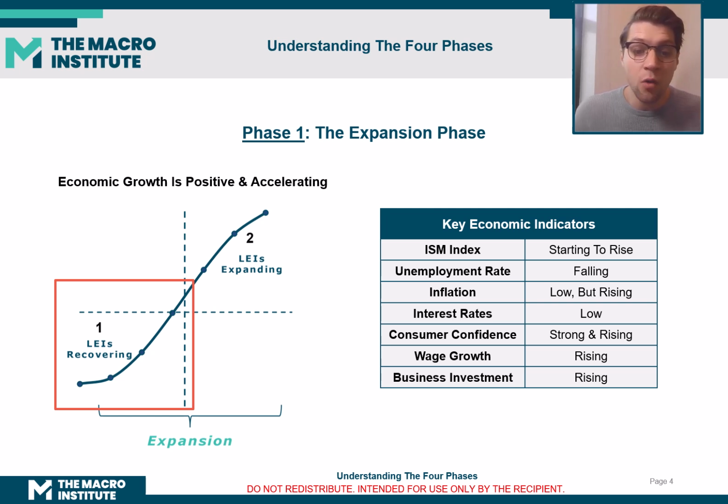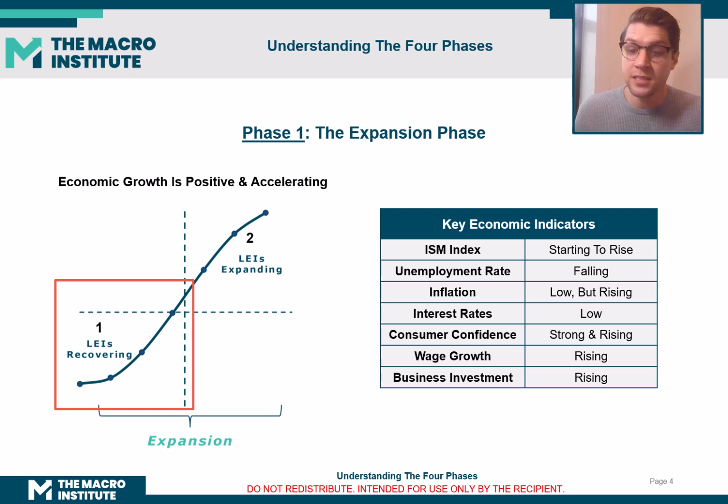Inflation is generally low, but during the end of this phase, you'll start to see inflation start to rise again. Interest rates are low because, generally speaking, the Fed has just cut rates in response to a recession or a contraction. So right now, as we start to recover, interest rates are low. Consumer confidence is strong at this point and starting to rise. So this is generally where we see the trough of consumer confidence. So consumers are starting to get more comfortable. They're starting to spend more money during this period. Again, interest rates are low.